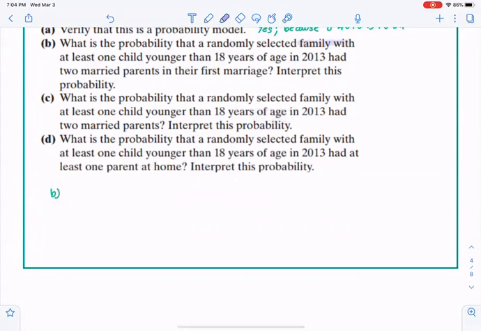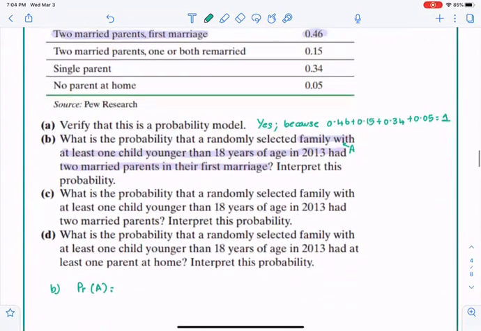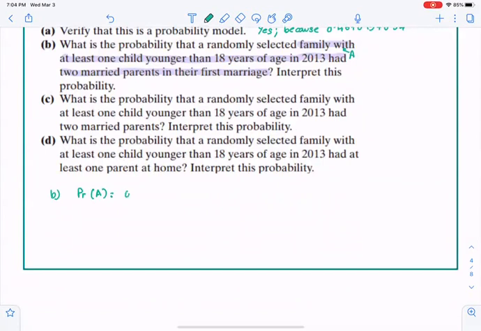So family with at least one child younger than 18 years of age in 2013 had two married parents in their first marriage. So that is our event, the highlighted part. I'll call that event A. So probability of A is given in the problem, which is 0.46. So 0.46 corresponds to that particular level of two married parents in their first marriage. So we have 0.46. How would we interpret this?